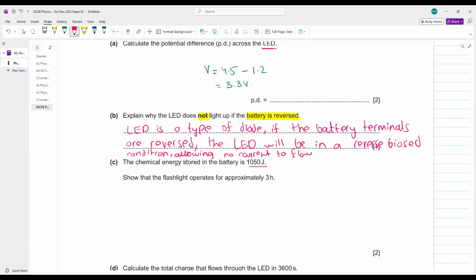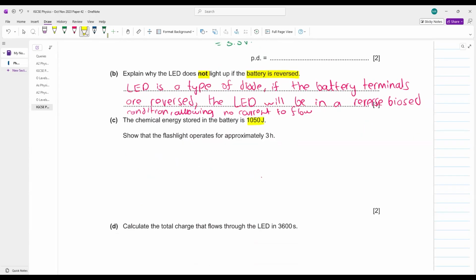The chemical energy stored in the battery is this. Show that the flashlight operates for approximately 3 hours. So what is your energy, beta? 1050 joules. Okay, so the chemical energy stored in the battery is 1050 joules. You have to calculate the time.